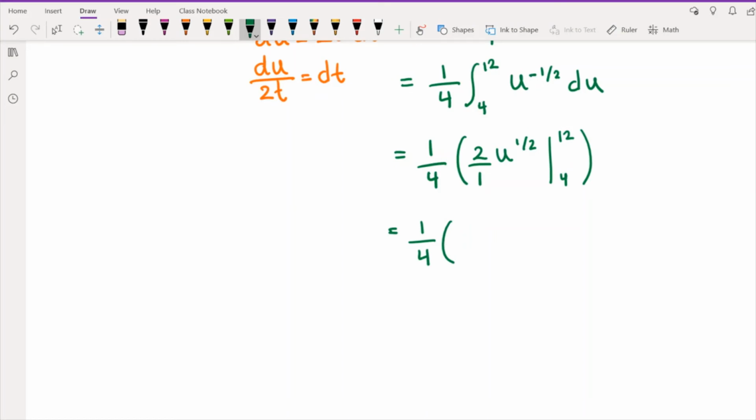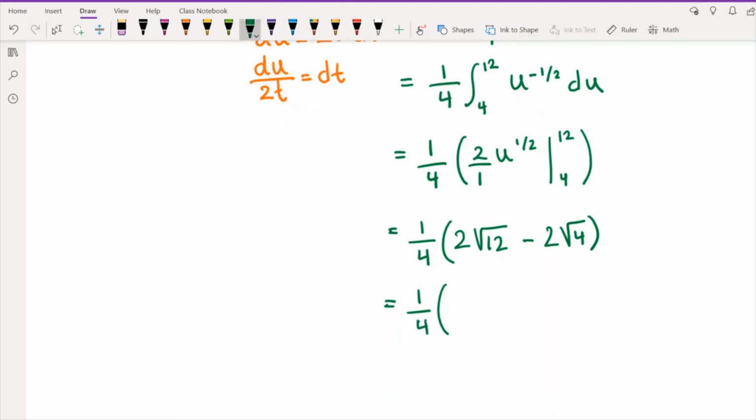So the first part is we're plugging in 12. So we have 2 times 12 to the 1/2, or 2 times the square root of 12. And then we have 2 times 4 to the 1/2, or 2 times the square root of 4. So this is going to be 1/4 times, now we have, oops, I don't know why I wrote 2.